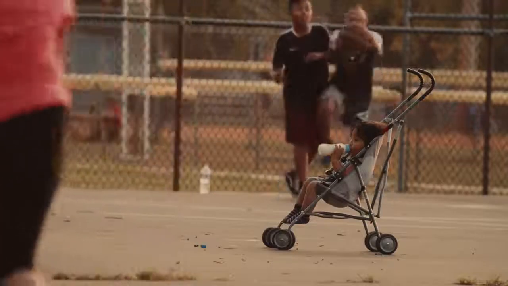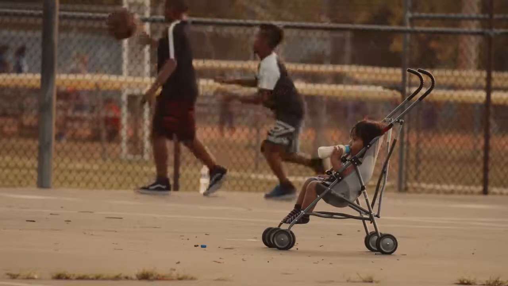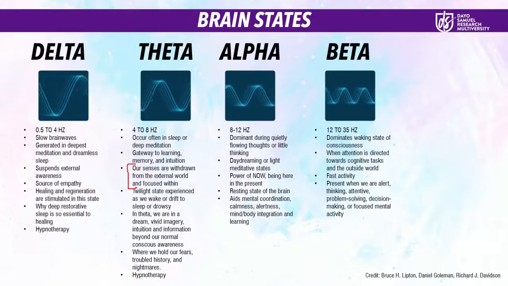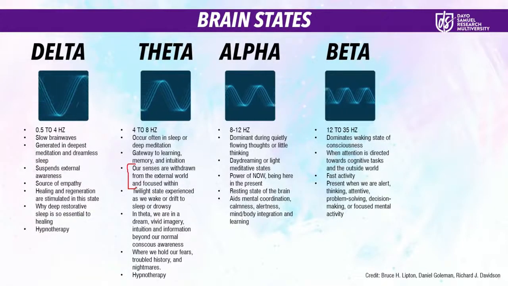Now when attention is directed towards cognitive tasks and the outside world, this is where you are experiencing some fast mental activity. That is, you are beginning to utilize your brain. When people say use your head, think, what they are saying is get into a beta state where you are able to process things. It is also present when we are alert, when we are thinking, when we are attentive, when we are trying to problem solve. That is when we are trying to solve a particular problem using our heads, when you are making decisions, or when you are engaging in some focused mental activity like what is happening right now.